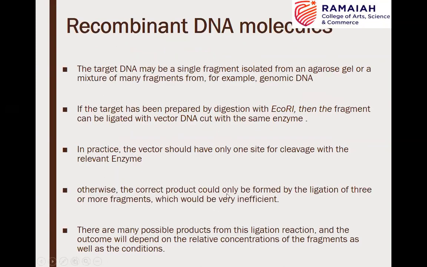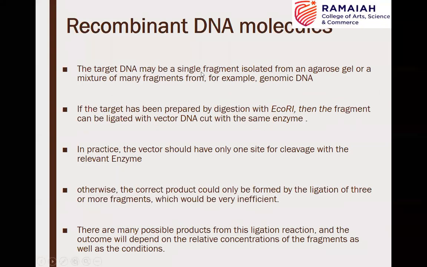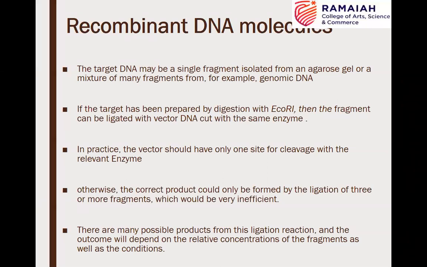Now let's see how these DNA ligases are used for creating recombinant DNA molecules. The target DNA, whatever we are using for ligation, may be a single fragment that has been isolated from agarose gel, or it could be a mixture of many fragments from, for example, genomic DNA. You just take genomic DNA and treat it with restriction digestion and you will have several fragments formed because of the cleavage. As it is, that can be used. Or if you want it in purified form, you can run it on agarose gel and pick up the target of interest, purify it and use only the target DNA for the ligation reaction.